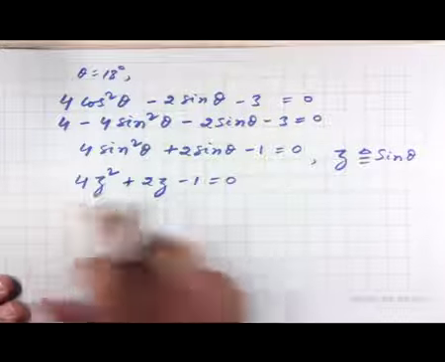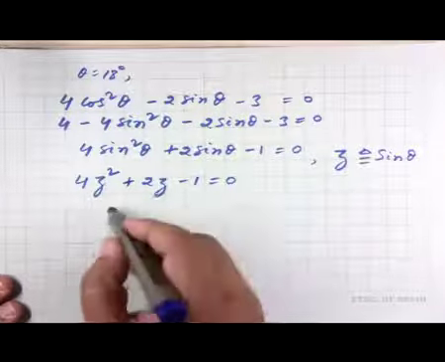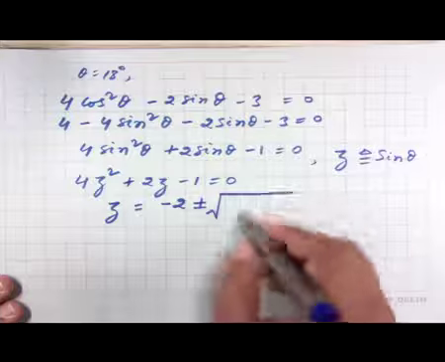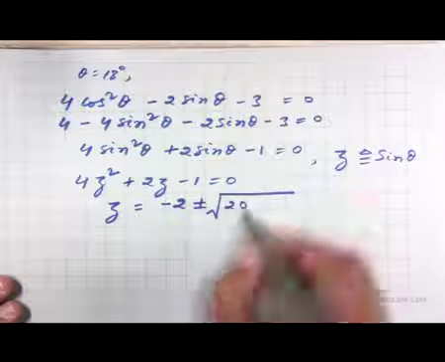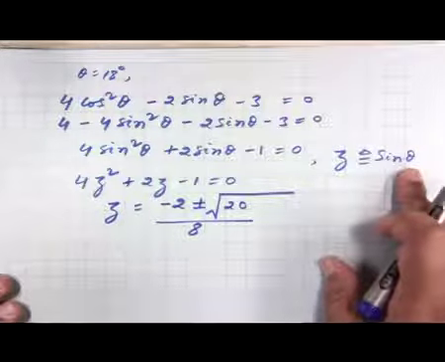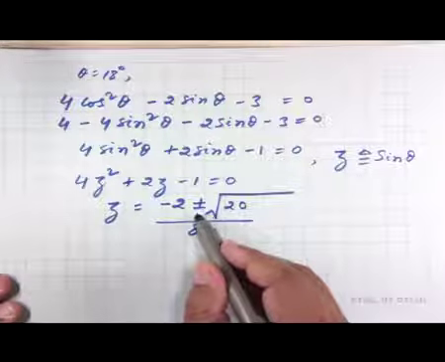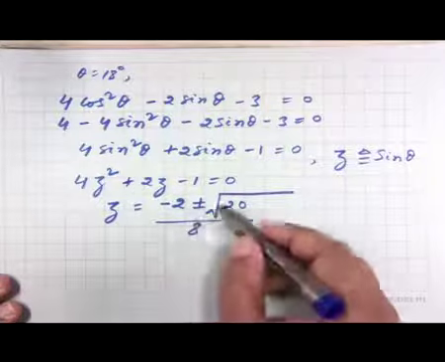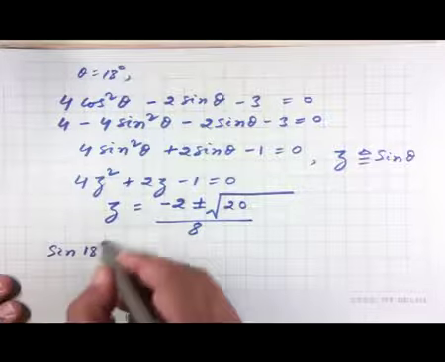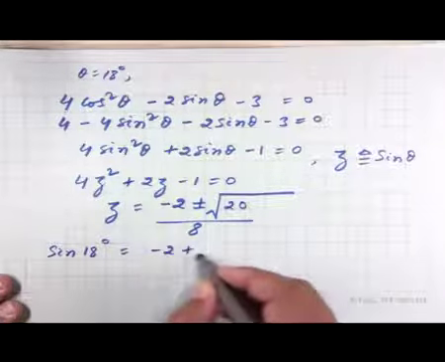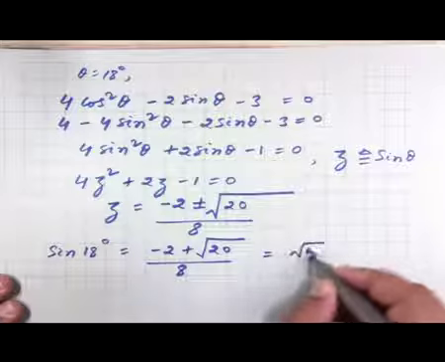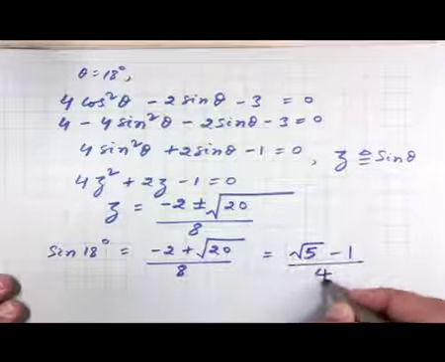So, there are two possible solutions to this quadratic equation, and the solutions are z equals (minus 2 plus minus root of 20) by 8. Since sine of 18 degrees is positive, the only possible root that makes sense is with the plus sign here. So, we finally get that sine of 18 degrees is equal to (minus 2 plus root of 20) upon 8, which can also be written as (square root of 5 minus 1) upon 4.